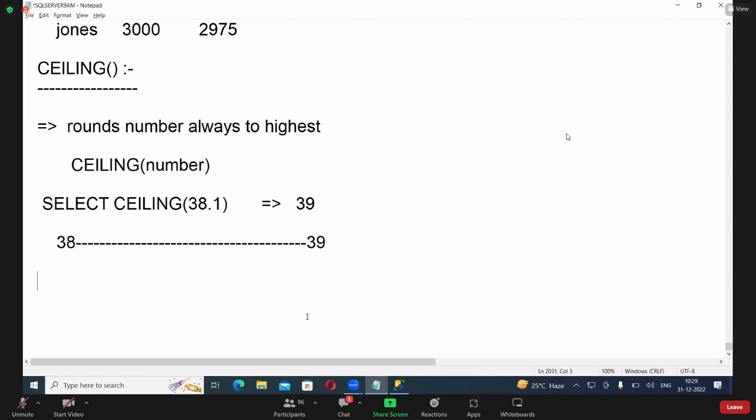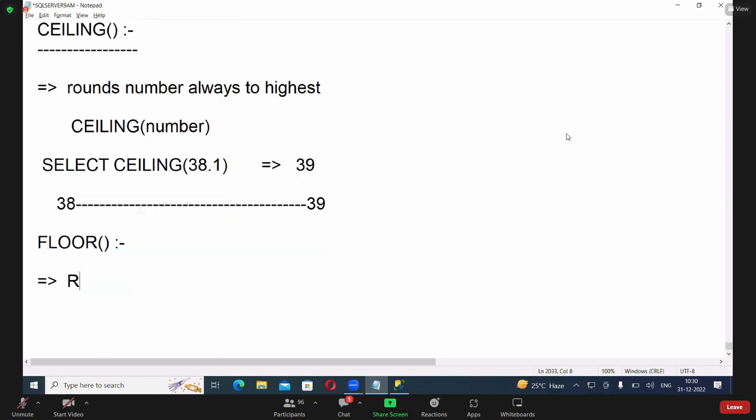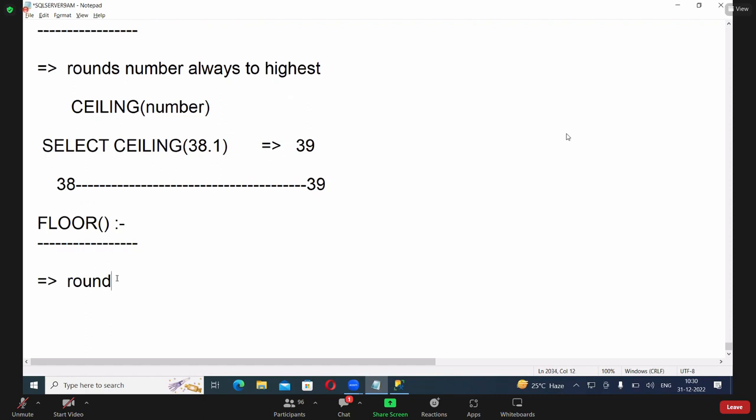Okay, then. Similarly, there is a function called float. Then there is floor. What is this? Floor rounds a number always to the lowest.